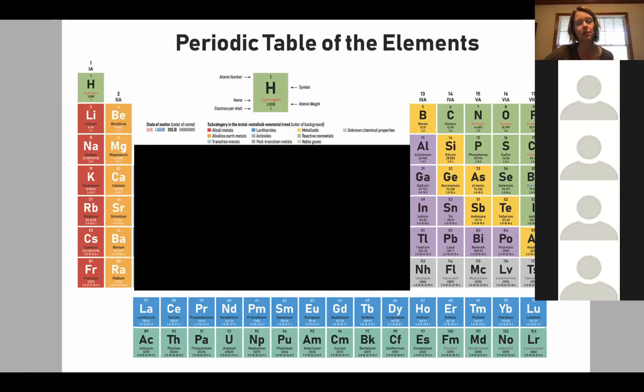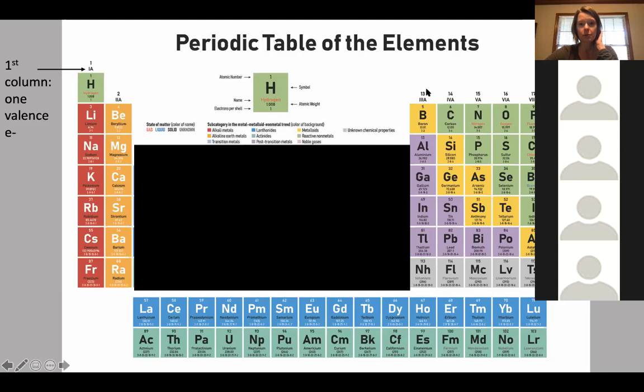Basically, whatever column the element is in will tell us how many valence electrons it has. So for example, this first column: hydrogen, lithium, sodium, potassium, all the way down. Again, we're not really focusing on most of these. There's one valence electron. So ignore the one on the top.